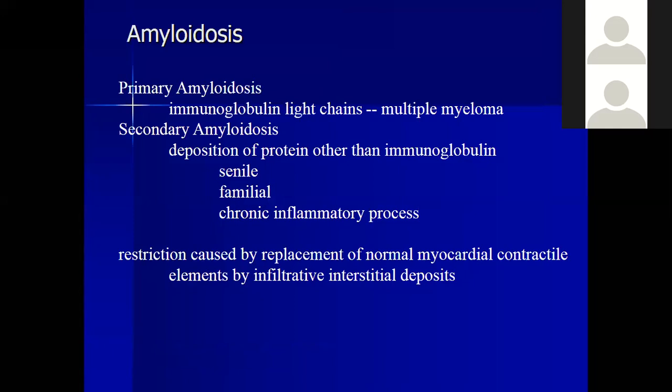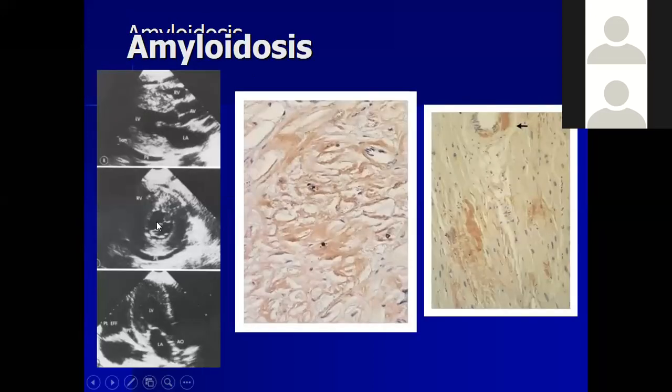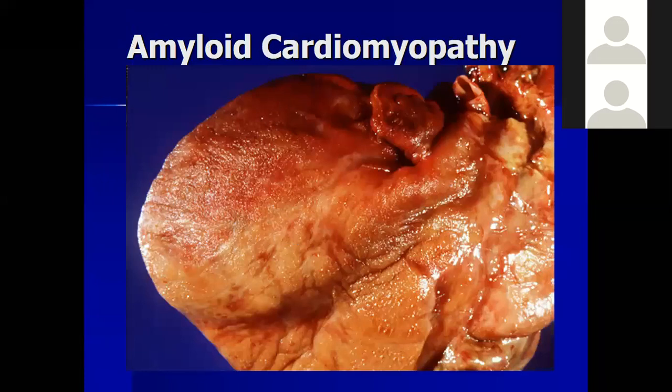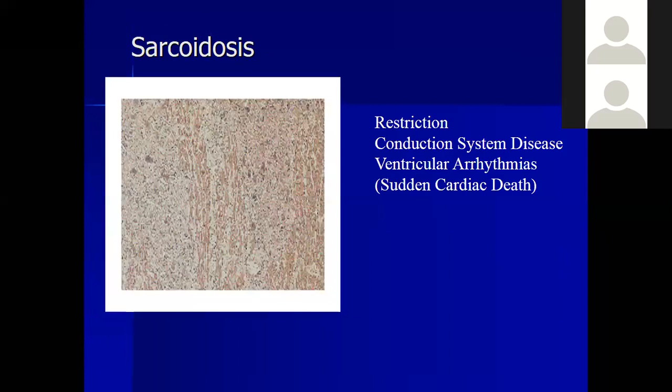Restriction is usually replacement of normal myocardial contractile elements by infiltrative interstitial deposits. As you can see, this is the thickened myocardium. It's a shiny myocardium. Usually we can see it in echo. This is the shiny myocardium. It's a sign of restrictive cardiomyopathy or amyloidosis. So this is the shiny thickened myocardium in amyloid cardiomyopathy. Patients can have heart blocks, arrhythmia, and they can die of sudden cardiac death, and also in sarcoidosis.